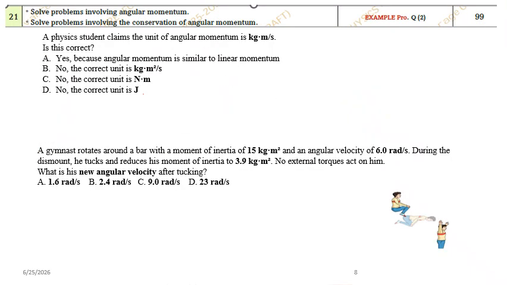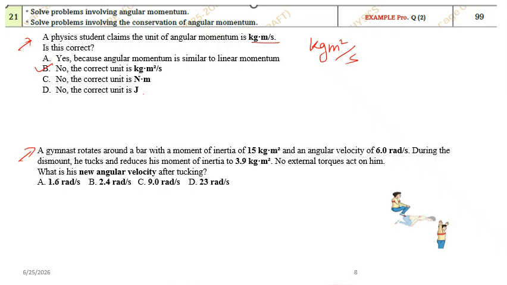Now the next question. A physics student claimed the unit of angular momentum is kilogram meter per second. Is this correct? I think you are very well aware of this right now. Angular momentum has units of kg meter square divided by second. Okay, so which one would it be? B. The correct unit will be kg meter square per second.